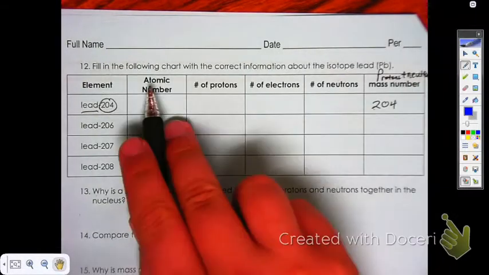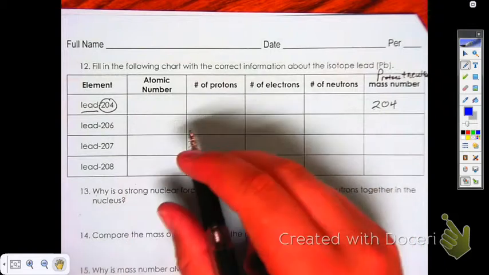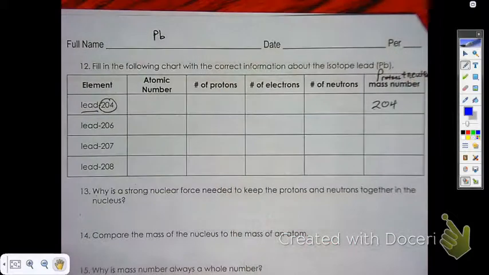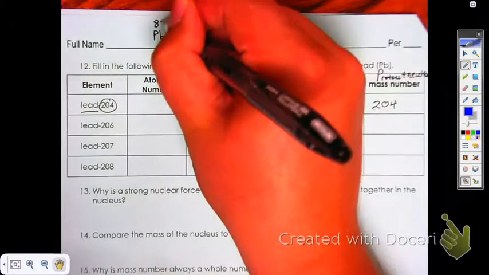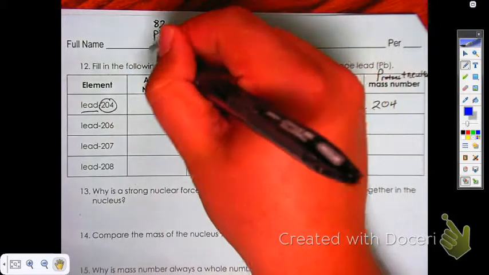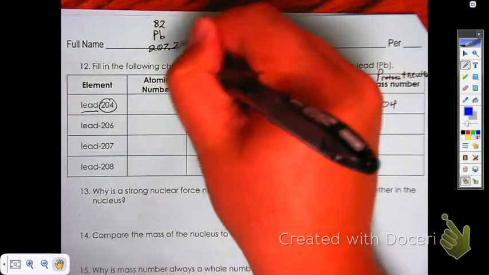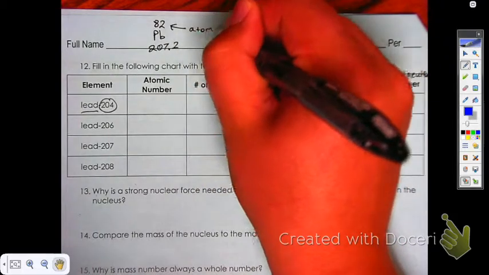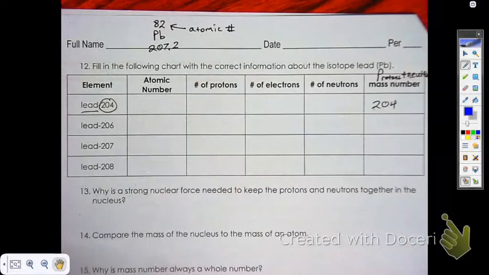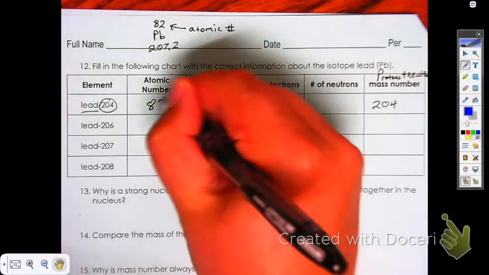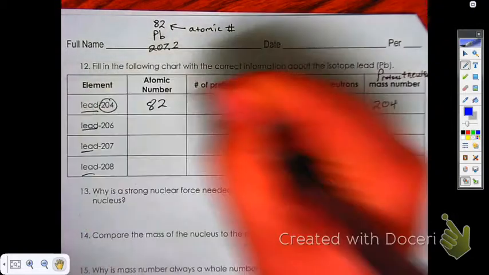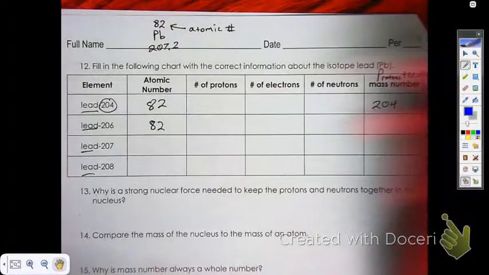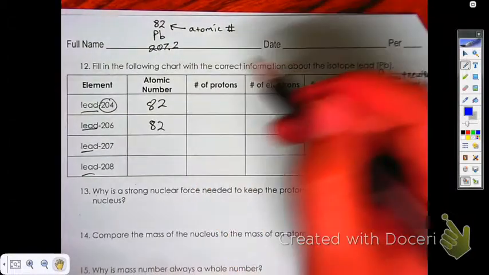Now to get the atomic number, let's look at our periodic table. When we look at our periodic table for lead, lead is symbolized as Pb. The number on top of it is 82, and the number beneath it is 207.2. Now we don't need the number on the bottom, we need the number on top. That number is our atomic number. So once we get our atomic number, we can plug that in here. Since all four of these are lead, we could write 82 for all four of them. That would be the answer for atomic number, because remember, atomic number determines what the element is.